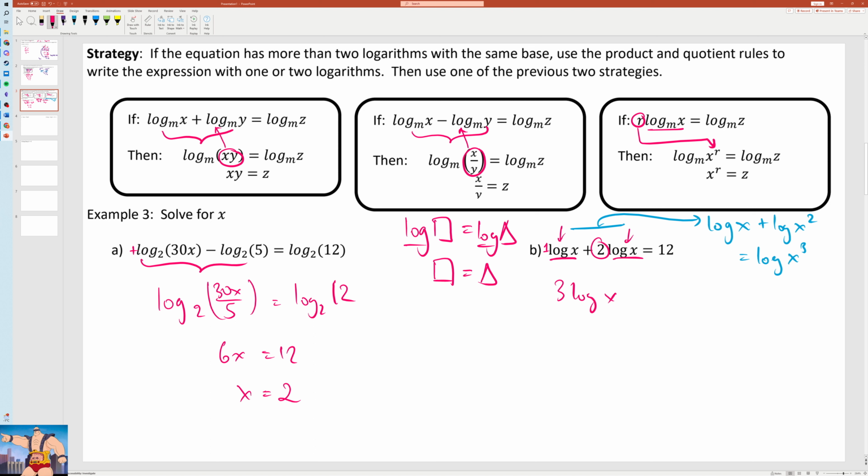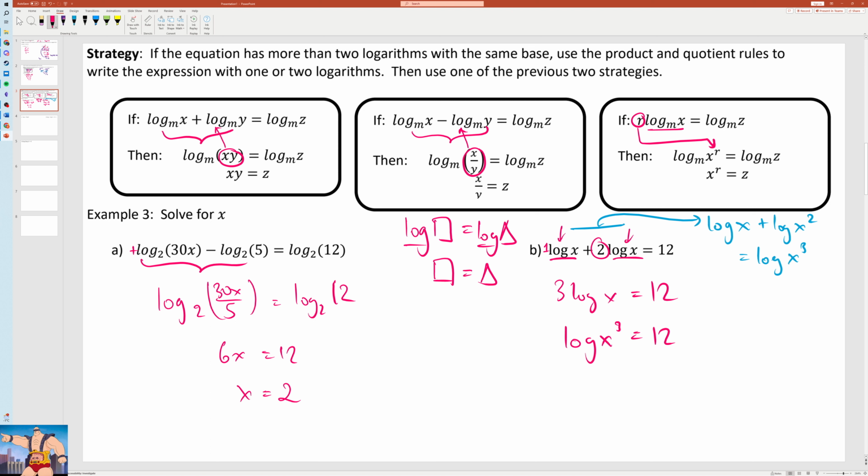Okay, let's have a look. So this is equal to 12. And we can write this as x cubed, equal to 12. And now we only have a single log on both sides.